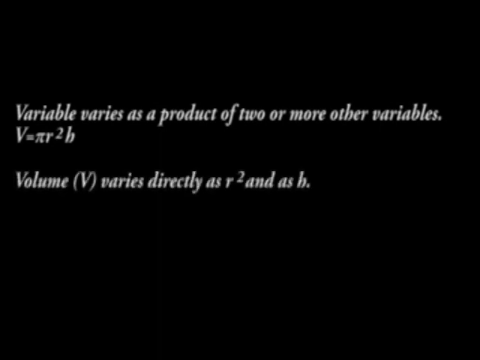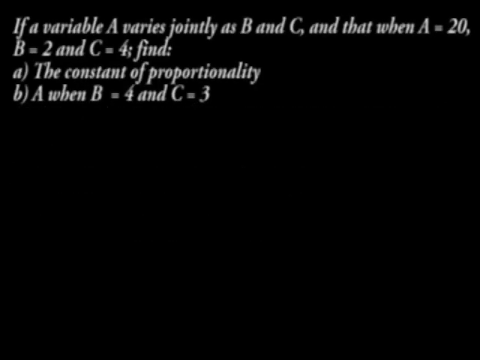Joint variation. This occurs when one variable varies as a product of two or more other variables. For example, V is equal to pi r squared h. Volume V varies directly as r squared and as h. Pi is a constant.